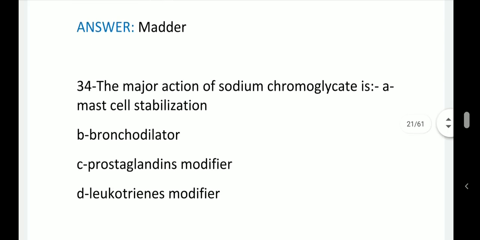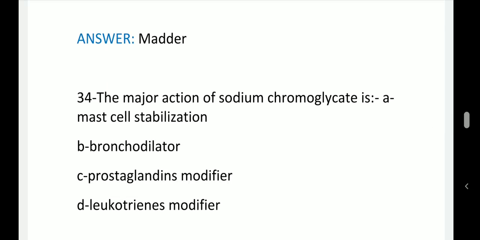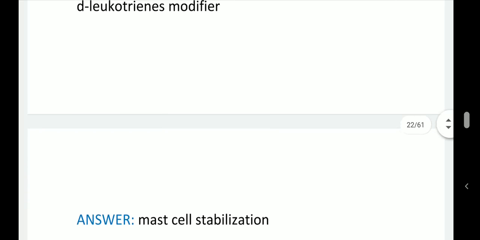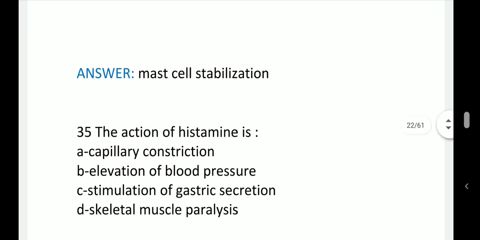Question number 34. The major action of sodium cromoglycate is option A, mast cell stabilization. Option B, bronchodilator. Option C, prostaglandins modifier. Option D, leukotrienes modifier. Answer is mast cell stabilization. That is option A is the correct answer.